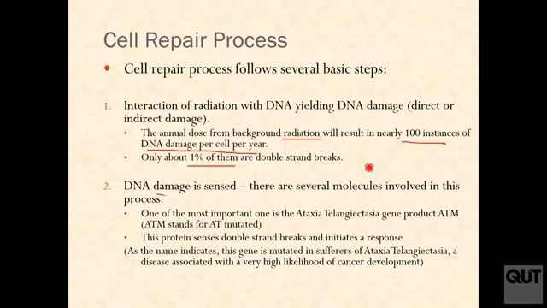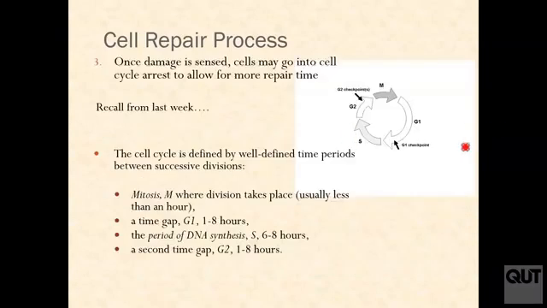When DNA damage is sensed, there are some molecules involved in the repair process. One is this ATM molecule, and this protein senses double-strand breaks and initiates the response. Some people suffer from a disease there, which I'm not going to attempt to pronounce, and so they actually have a very high likelihood of cancer development. Once damage is sensed in the cell, it'll go into cell cycle arrest to allow for more repair time.